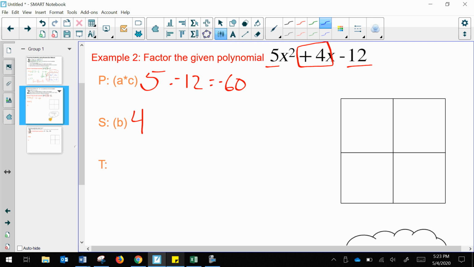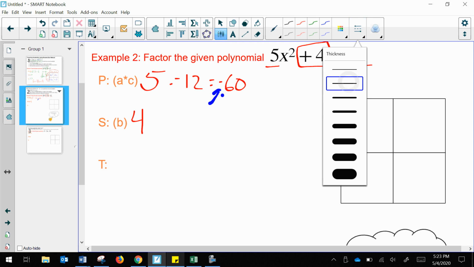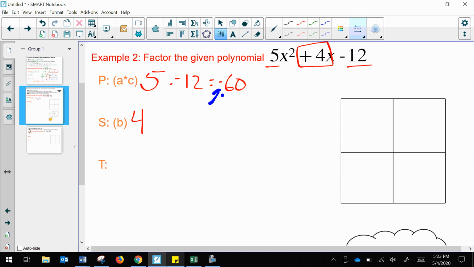Now with this one, I've got to really pay attention to that negative sign right there, because that means I'm going to have one number that's positive and one number that is negative. Because when I multiply a positive and a negative, or a negative and a positive, it's going to give me a negative for my answer. So again, this part can be a little tedious, but it's going to save you a lot of time and struggle and frustration in the future if you just list out your factors.